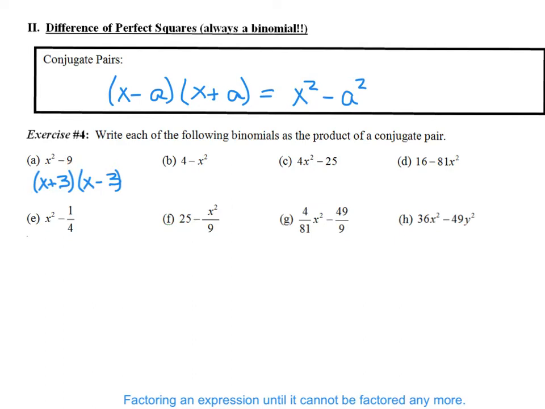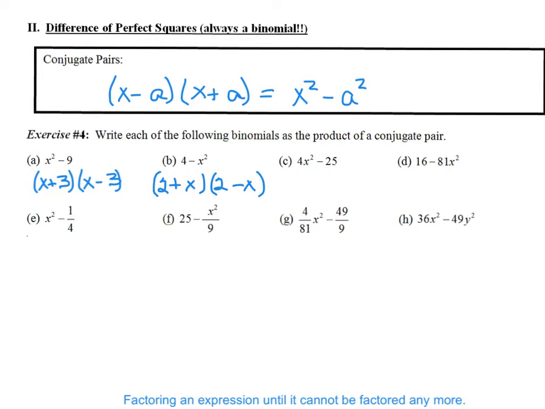Now let's try the next one. In B, I've got 4 minus x squared. Both of those terms are perfect squares, and I've got subtraction in between. Now when we factor this, make sure that you don't put the factored form out of order. Since the 4 comes first, I've got to put the 2 first inside the parentheses. One will be a 2 plus x, the other will be a 2 minus x.